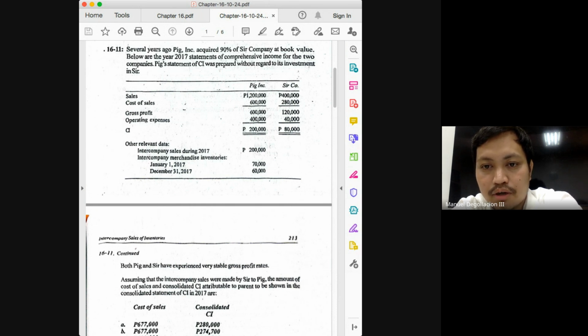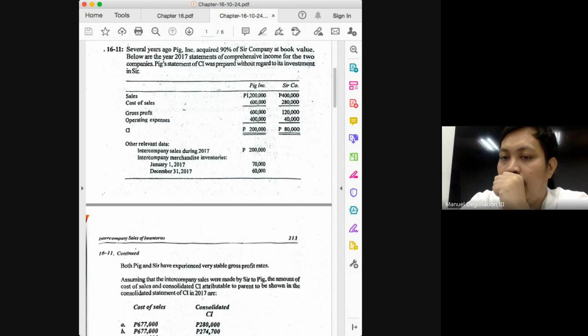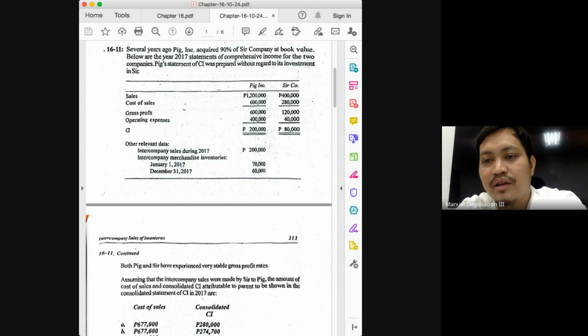Next, the markup on the beginning. The problem is we're given the beginning and ending inventory, but we need to solve for the gross profit rate. Whose gross profit rate do we need to determine, class? The parent or the subsidiary? Subsidiary, because the subsidiary is the seller. How do we solve for the gross profit rate? Gross profit of 120 and the selling price of 400. So the applicable gross profit rate here is 120 divided by 400, which is 30%.